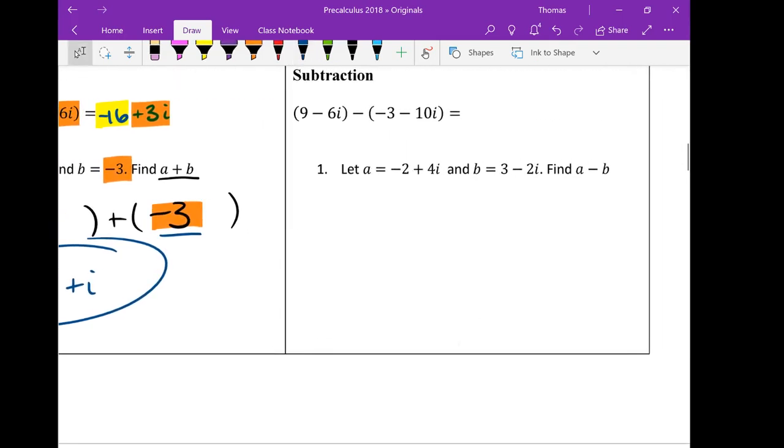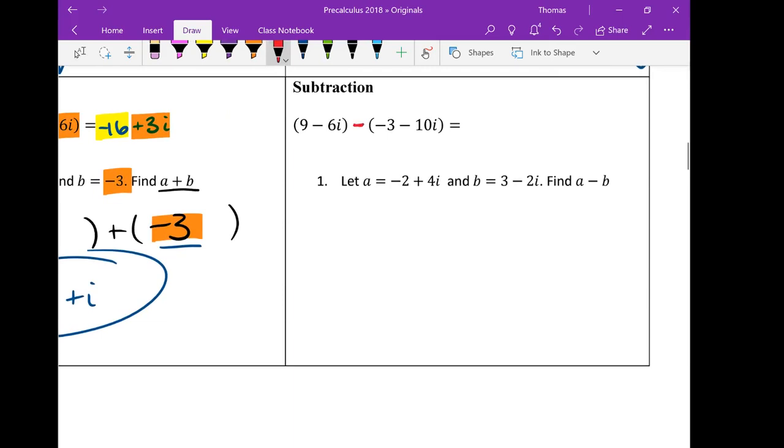Subtraction is also similar. Here, though, we just have to be careful with our negative sign. What I like to do personally is to distribute my negative first. I like to treat this as a negative 1, distribute it to each of my terms so that I don't forget about it, and then I'm just adding after that. So if I do that, I'm going to have 9 minus 6i. And then distributing my negative, I get a positive 3. And distributing negative again, I get a positive 10i. Now I can combine my real terms with my imaginary terms separately, and I get 12 real part and plus 4i imaginary part.